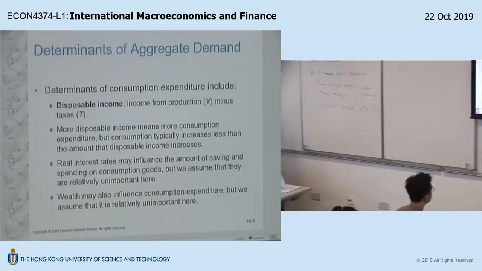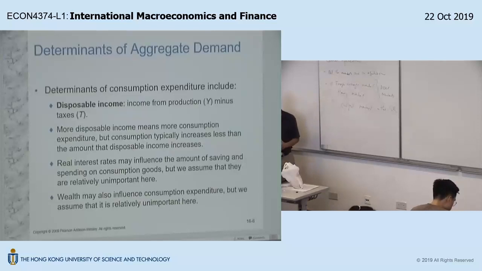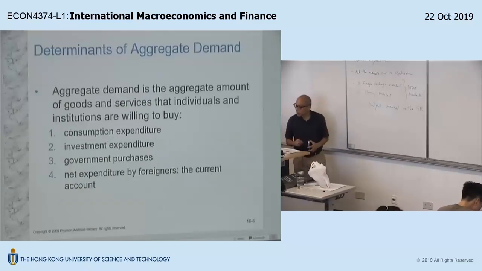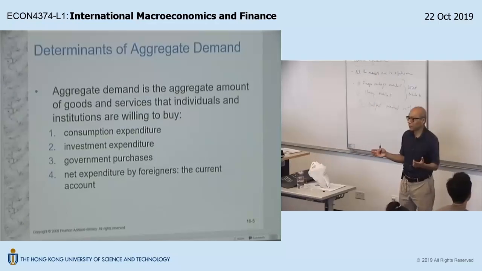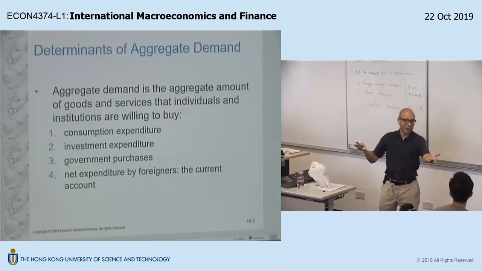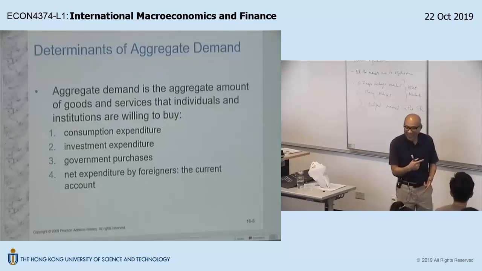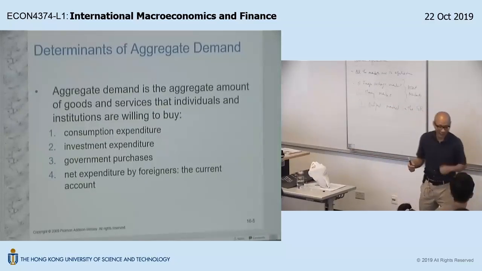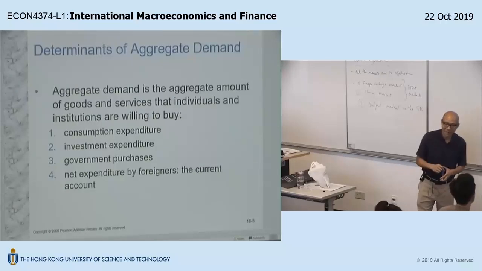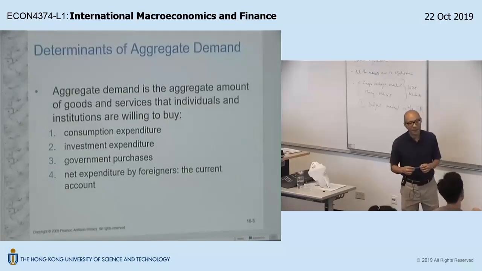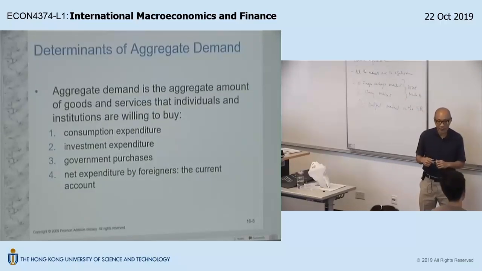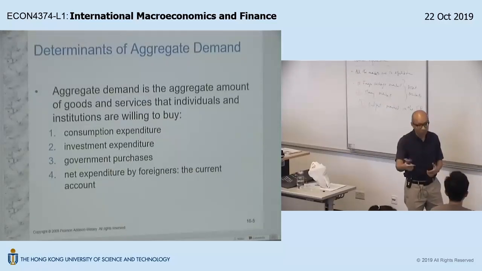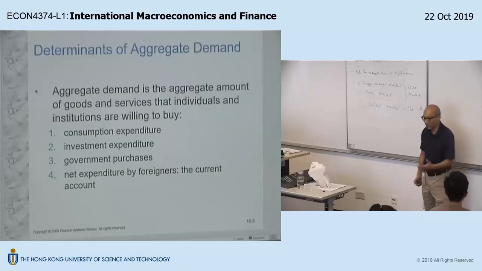Consumption. So what determines consumption? What do you think? What determines the consumption demand of an economy? Disposable income. Okay, why? People use that money to spend on goods. So if disposable income is higher, then consumption demand will be higher. That makes a lot of sense.